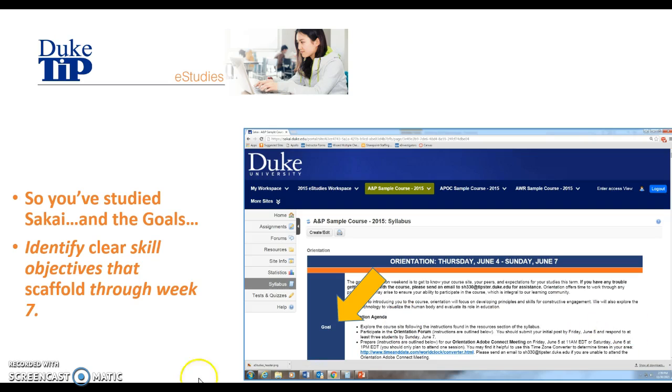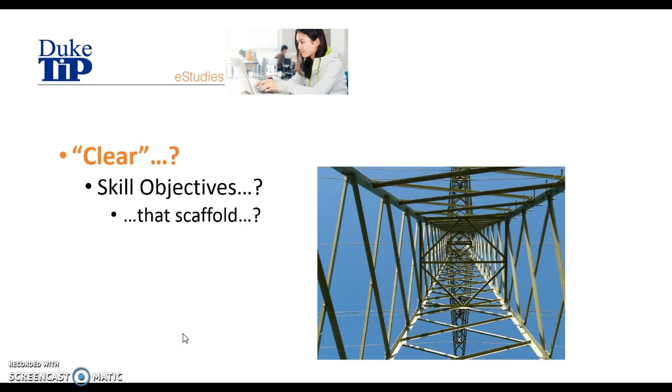So you may have looked at the rubrics and maybe you saw some information there and thought, okay, I think I know what that means. But what do they mean here by clear? And what exactly are skill objectives? And what do you mean by scaffold?